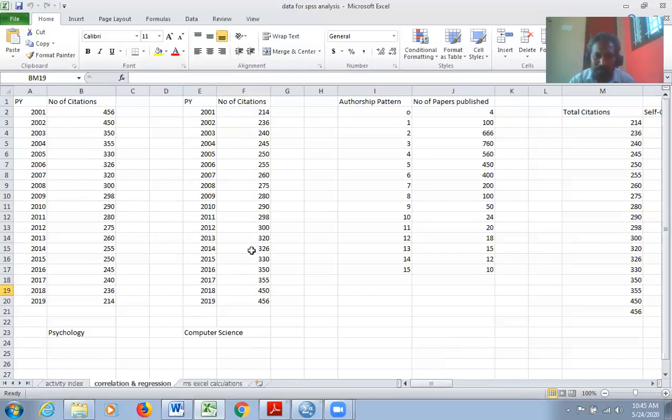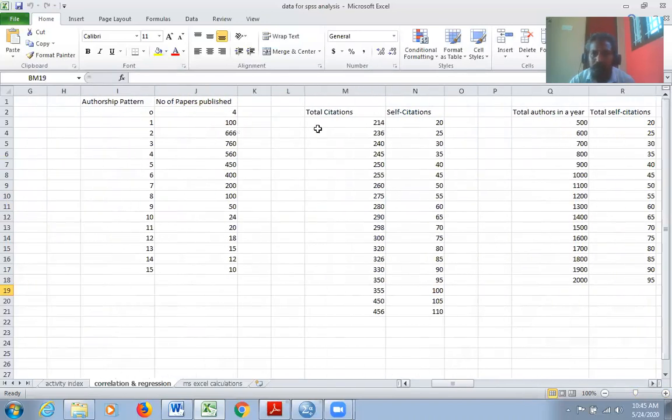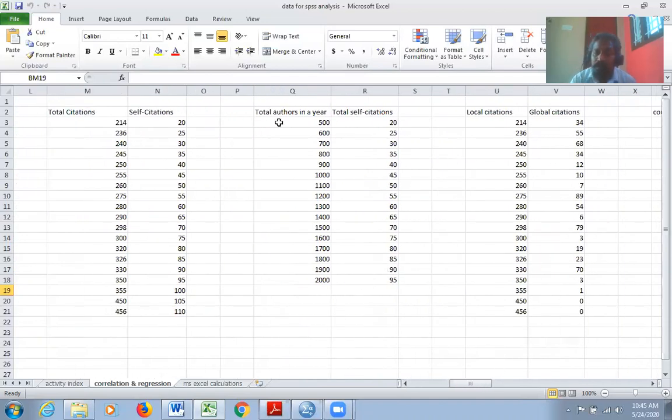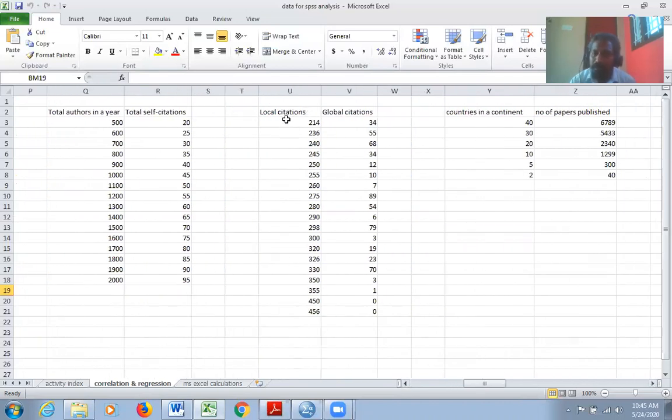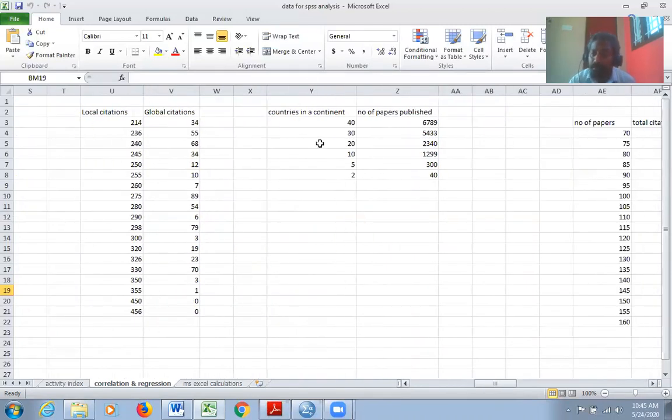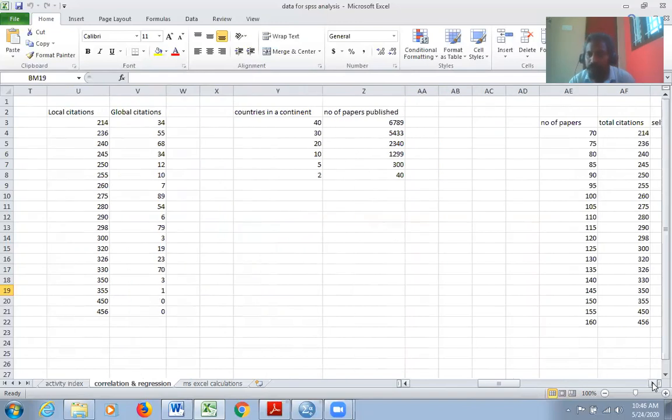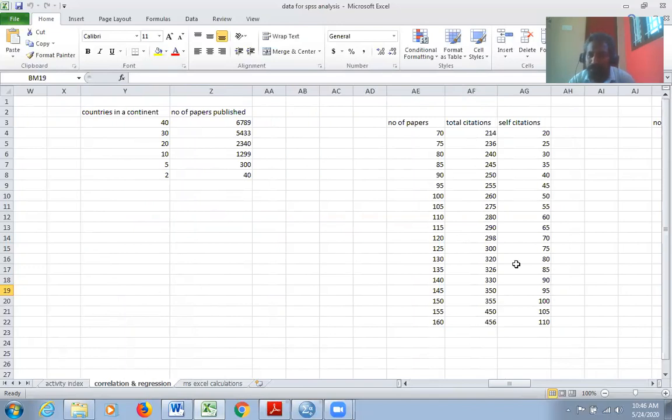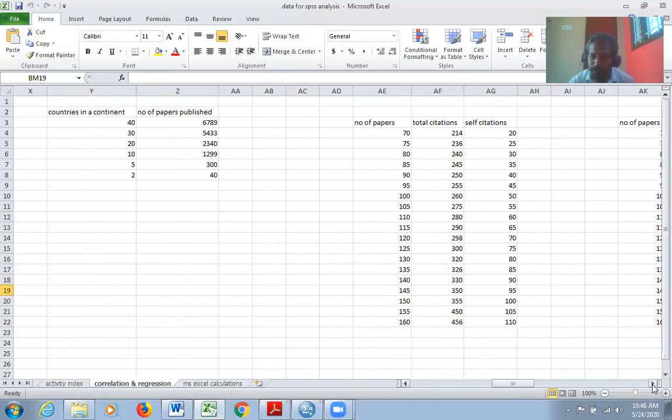Year of publication and number of citations in some other field. Authorship pattern and number of papers published, you can conduct correlation. Total citations and self-citations, you can conduct bivariate correlation. Number of authors and number of self-citations, you can do a correlation study. Number of local citations and number of global citations, you can conduct a correlation study. Number of countries in a continent and number of papers proportionately published by them, you can take these two variables and conduct bivariate correlation. And you can take number of papers, total citations and self-citations; you can take these three variables and conduct bivariate correlation and partial correlation.